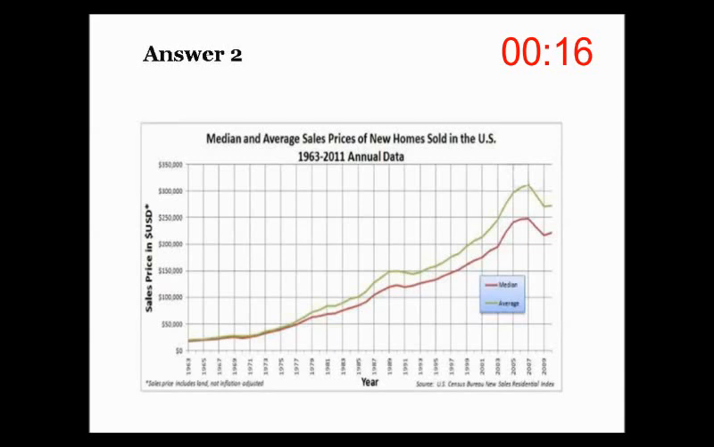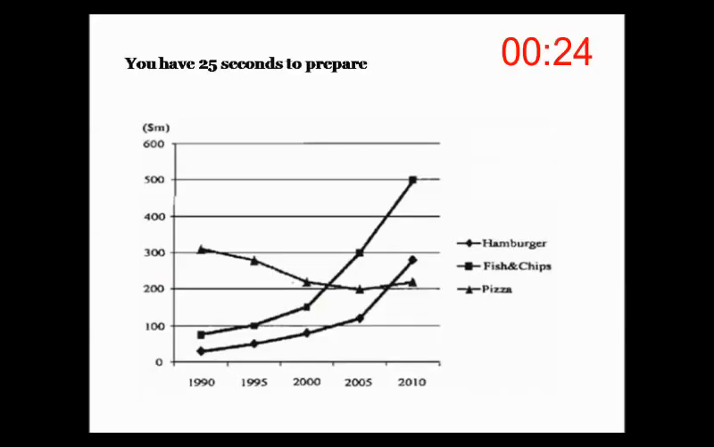Last but not least, in terms of the average, the largest number can be found in 1963, while the smallest number can be found in other years. In conclusion, I think it is very beneficial because it tells us the median and average sale prices of new homes sold in US from 1963 to 2011 annual data.